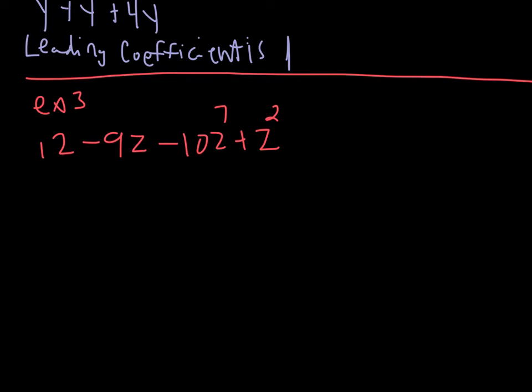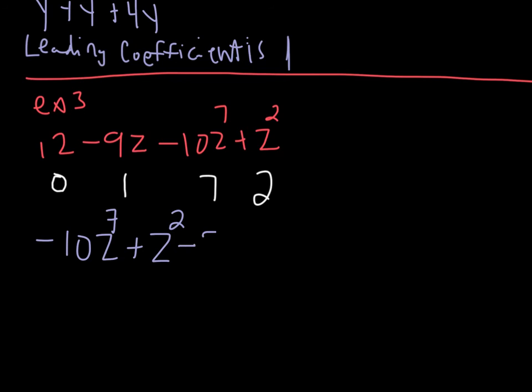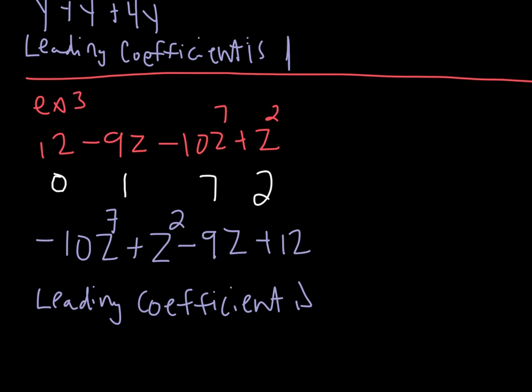Alright, welcome back. So hopefully you saw that this has a degree of 0, degree of 1, degree of 7, and degree of 2. So we know this is the biggest one. It's going to go first. So it's going to be our first term in our polynomial in standard form. So negative 10z to the 7 plus z squared minus 9z plus 12. This will be our standard form for this polynomial here. Our leading coefficient for this one would be, since our biggest degree is 7, negative 10.